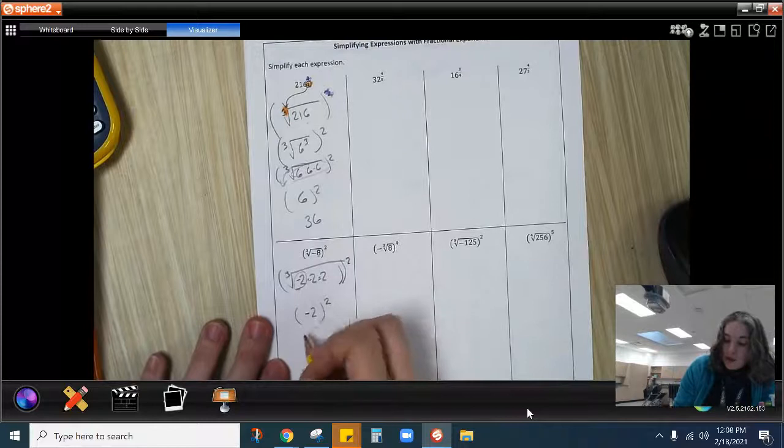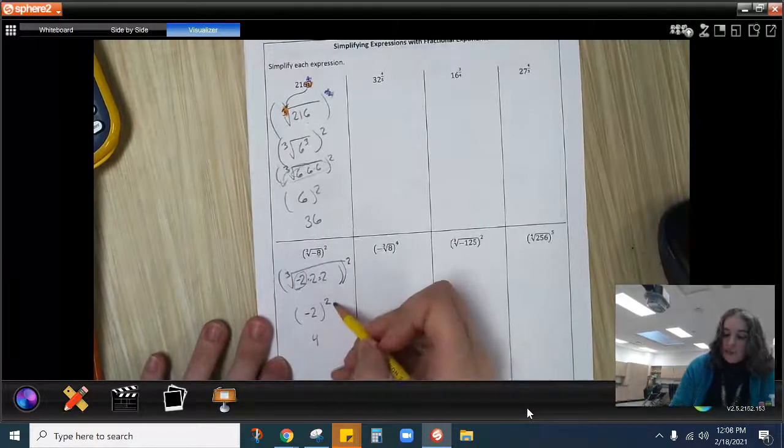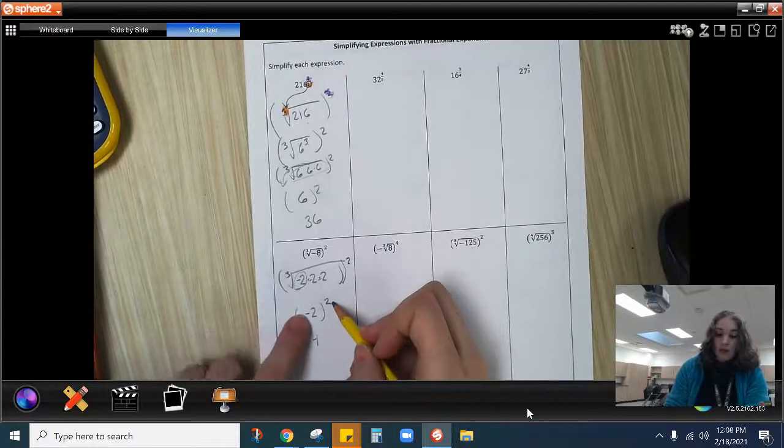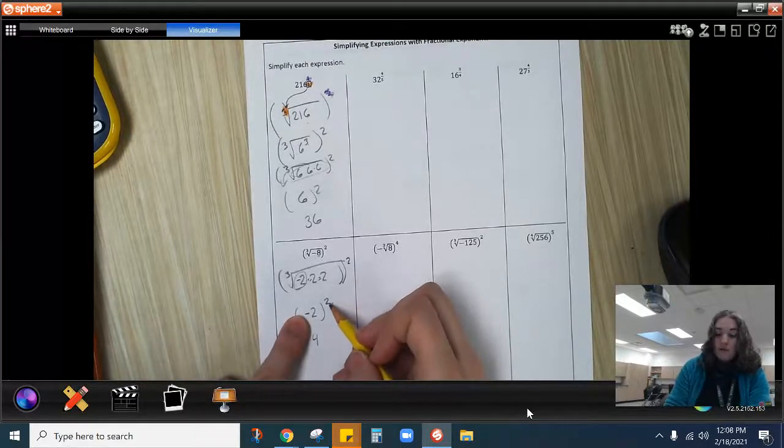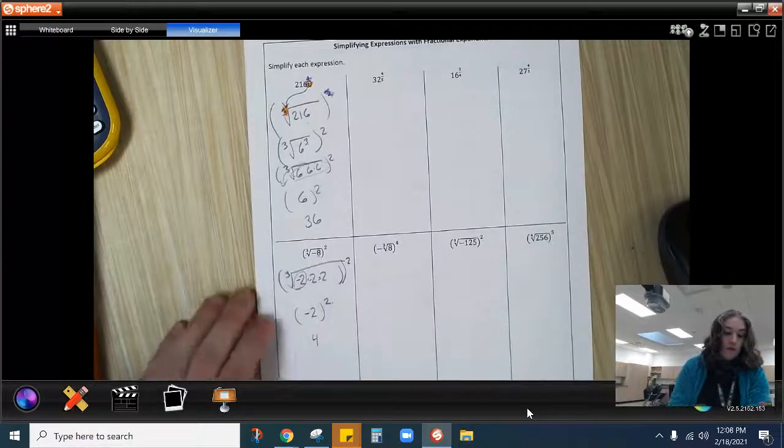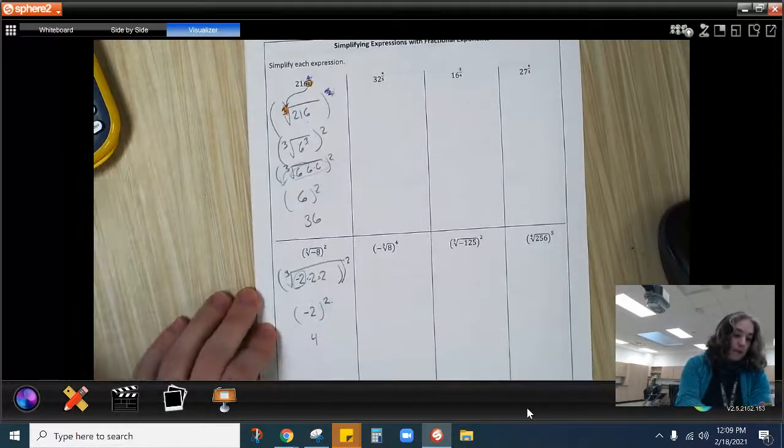So that means that negative 2 is going to escape. And then I want to square it. Well, negative 2 times negative 2 is the 4. This is why it matters. That 2 is touching the negative as well. Okay? So it's negative 2 times negative 2, which gets us a positive 4.